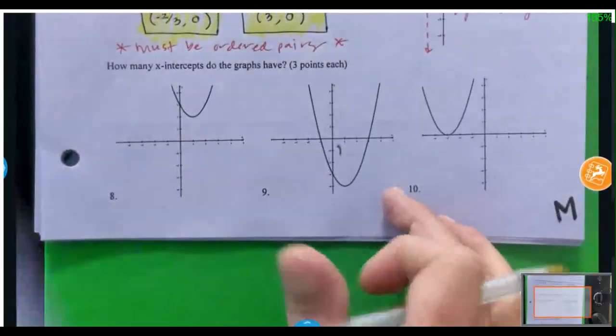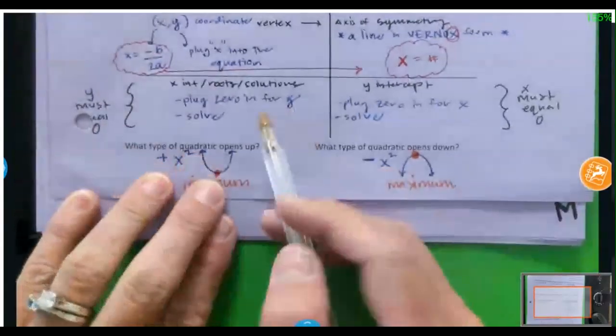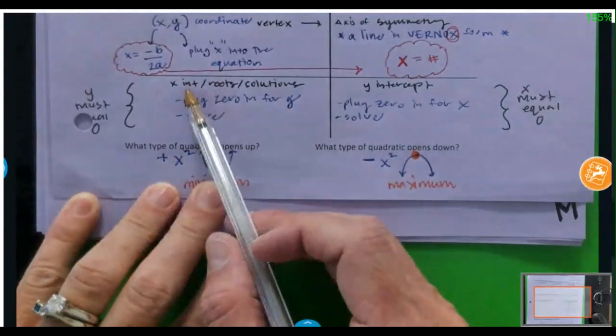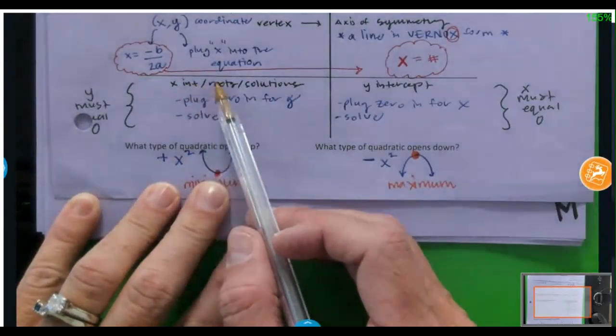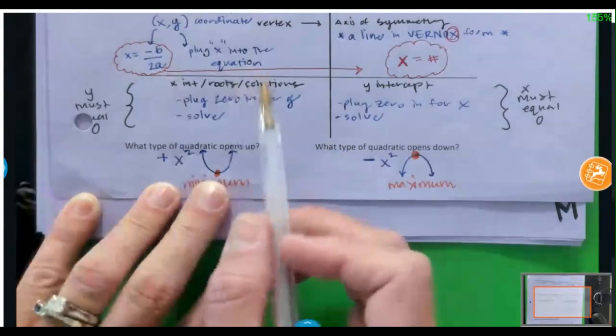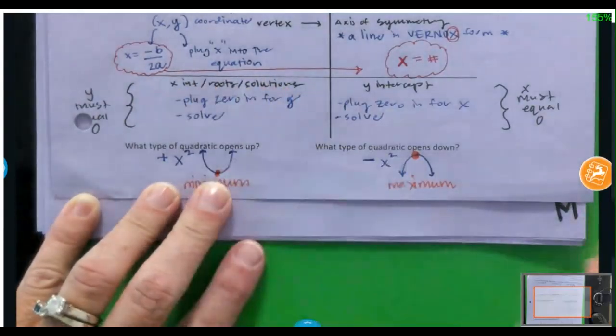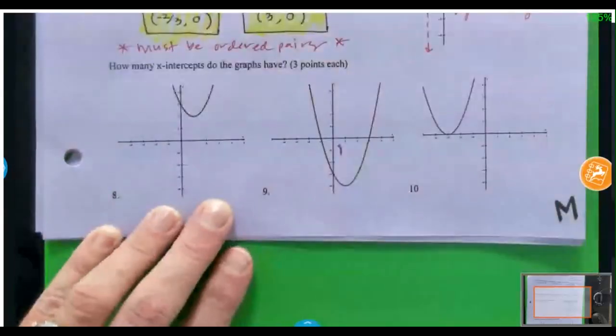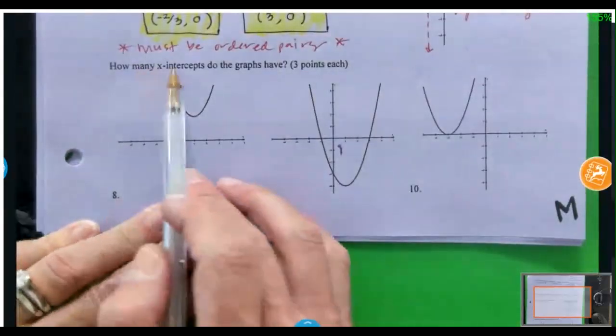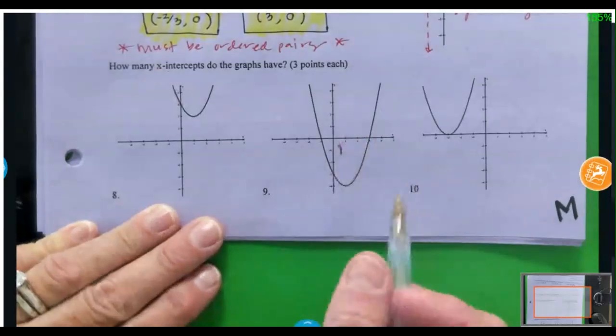Now, let me go back to our notes. There's several words that basically represent the same number. An x-intercept can also be called a root. It can also be called a solution. But an x-intercept is where it crosses the x-axis. So all they're asking you here is, how many x-intercepts do the graphs have?